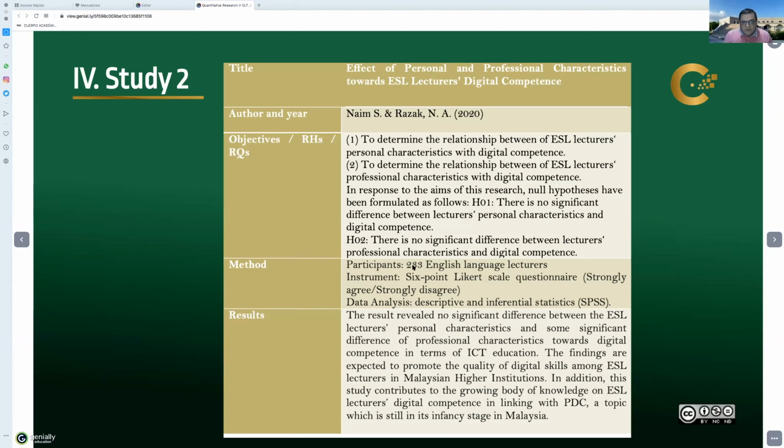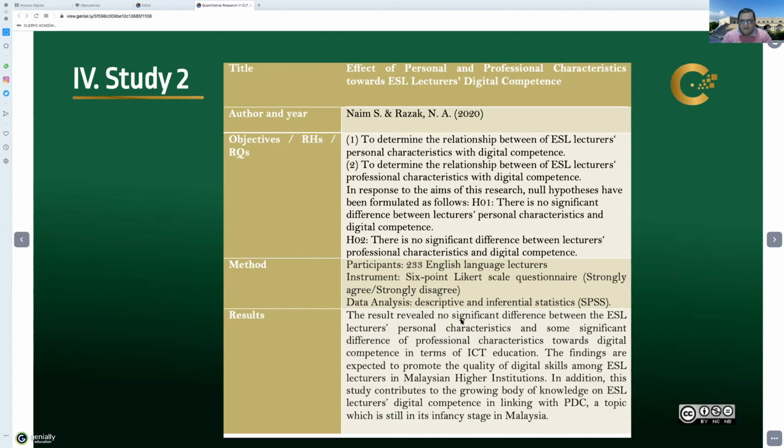And the results. This is a key component, a key word, I would say. The result revealed no significant difference. The term significant doesn't mean important or relevant. The term significant means that the researchers used inferential statistics. That's why they say they didn't find a statistically significant difference between lecturers' personal characteristics, but they did find a significant difference in professional characteristics or digital competence.